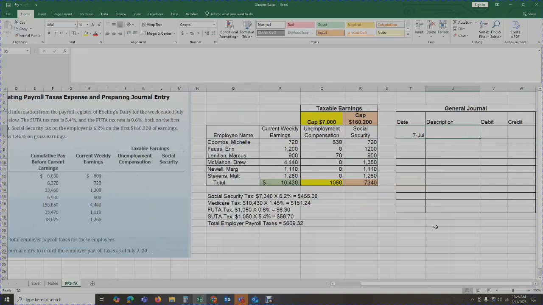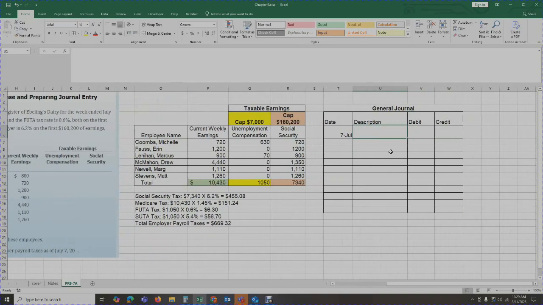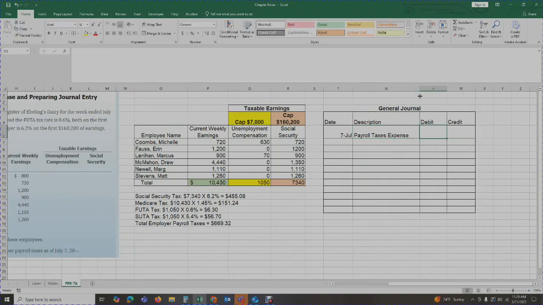We're going to start off and we're going to debit my payroll tax expense. How much am I paying in my payroll taxes expense for the period? Well, the total that we calculated is down here of $669.32. That is the total that we're going to pay in employer payroll taxes. So that is my debit of $669.32.